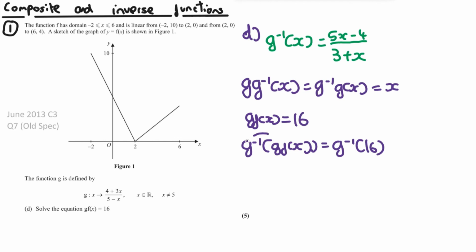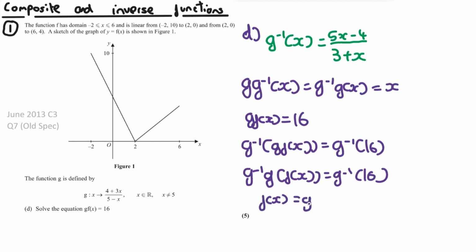An easier way to write it might be g⁻¹(g(f(x))) = g⁻¹(16), and g⁻¹ and g cancel out and leave whatever is left in the bracket, which is f(x). So this is going to be f(x) = g⁻¹(16), and we can figure out g⁻¹(16) because we can just plug it into here, and we have the graph of f(x), so whatever we get out we can just see when it equals this.